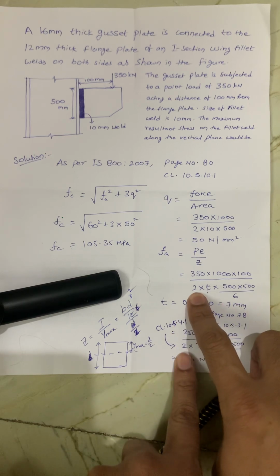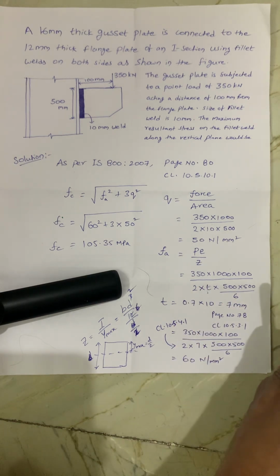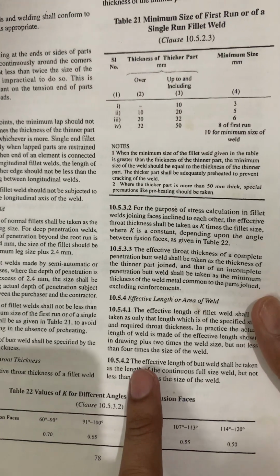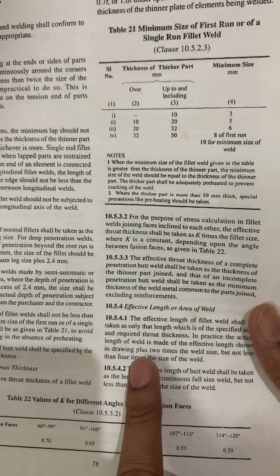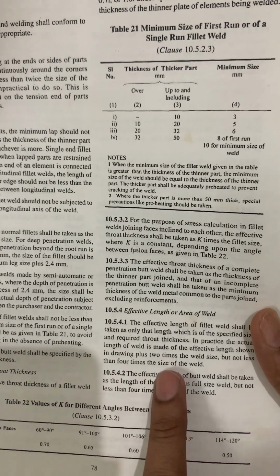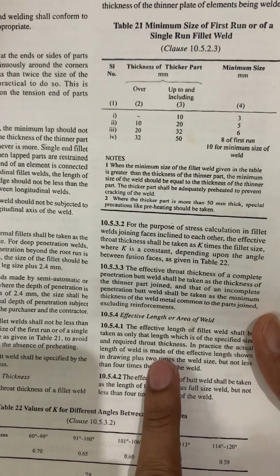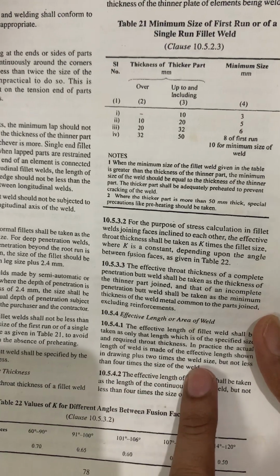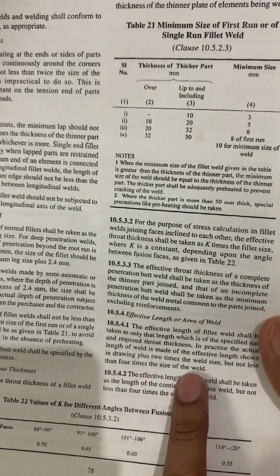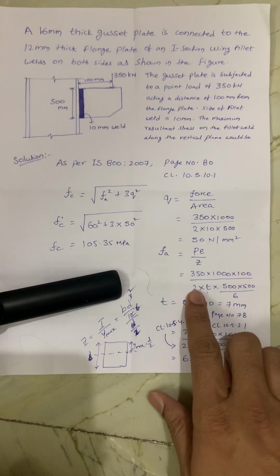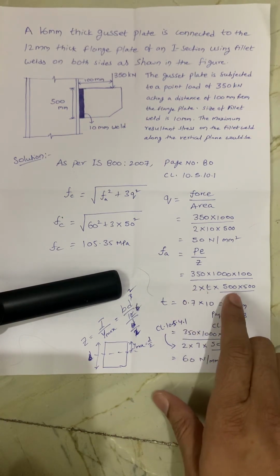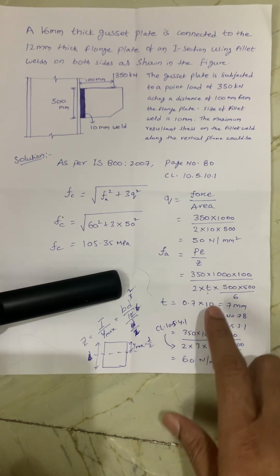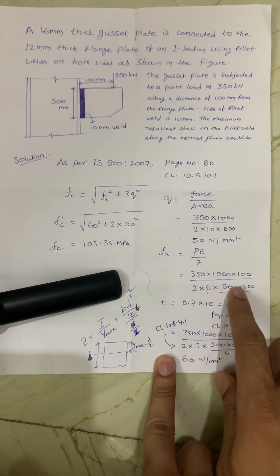And here 2 is nothing but, for the effective length, the code specifies that the effective length also we have to consider. For this, the code specifies in 10.5.4.1, so we have to consider 2 times. Length of the weld is made of the effective length shown in drawing plus 2 times the weld size, but not less than 4 times the weld size. So that's why I multiplied it with 2. So 2 into t into d square by 6, b into d square by 6, that is the formula. So z is nothing but b into d square by 6.